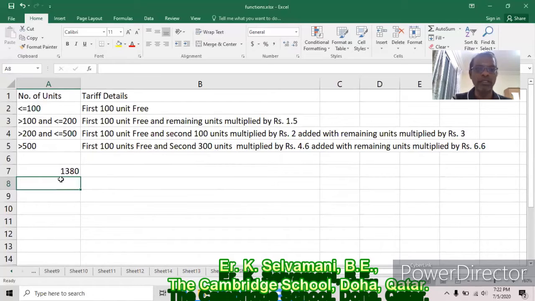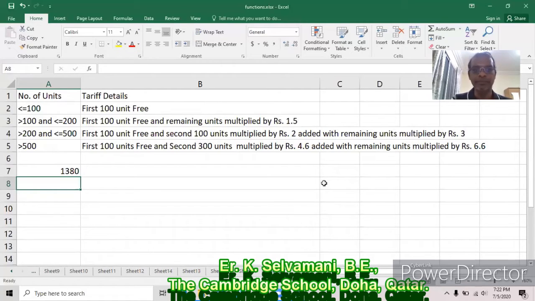This 1380 should be added with the remaining units. Already 100 is subtracted, and again 300 is subtracted out of this 501. So the remaining unit will be 101 units. These remaining 101 units are multiplied by 6.6.